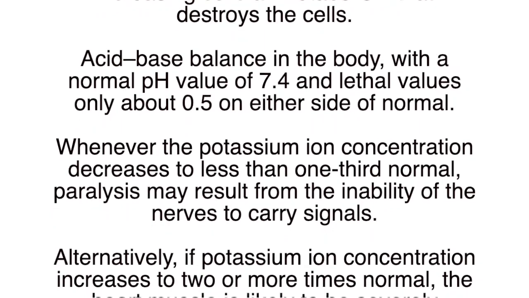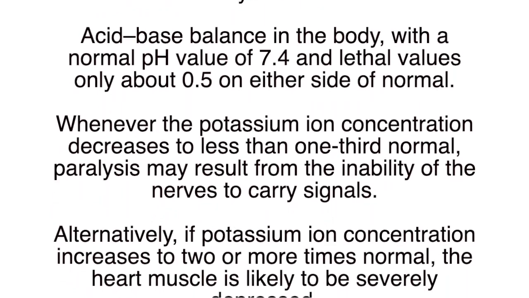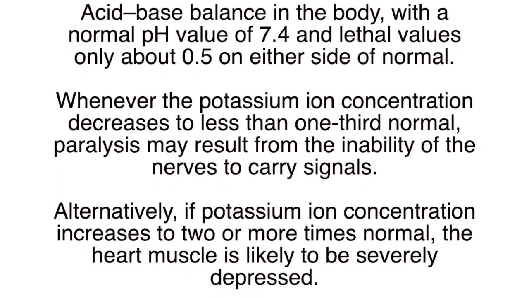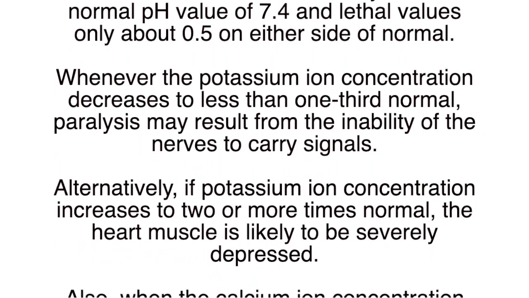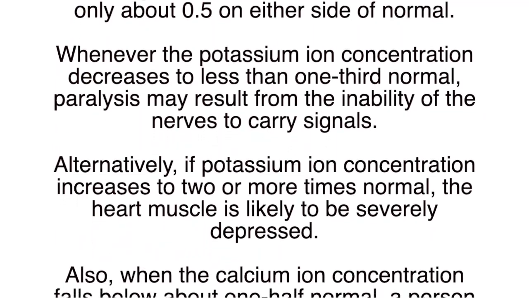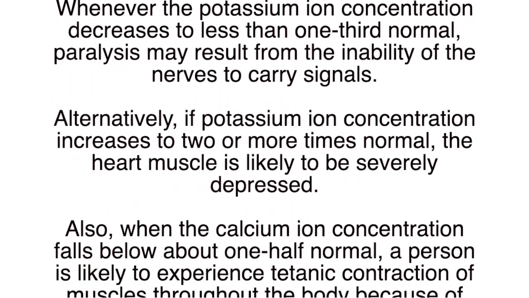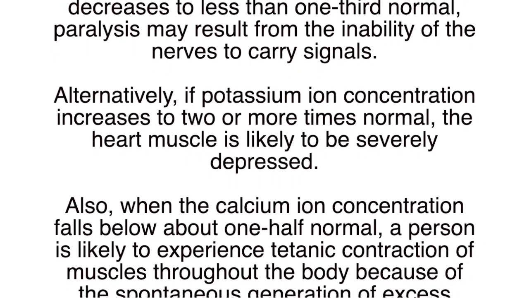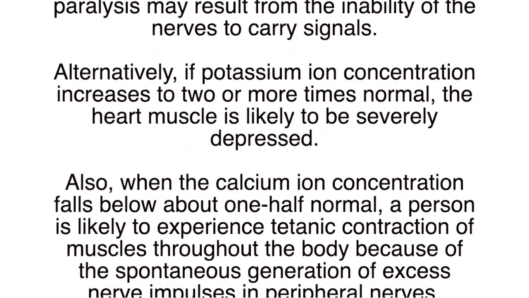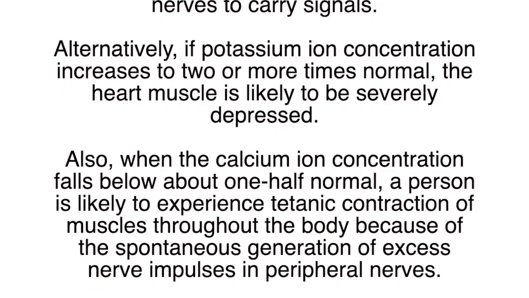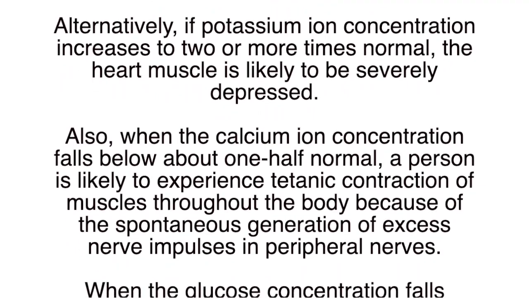Whenever the potassium ion concentration decreases to less than one third normal, paralysis may result from the inability of the nerves to carry signals. Alternatively, if potassium ion concentration increases to 2 or more times normal, the heart muscle is likely to be severely depressed.